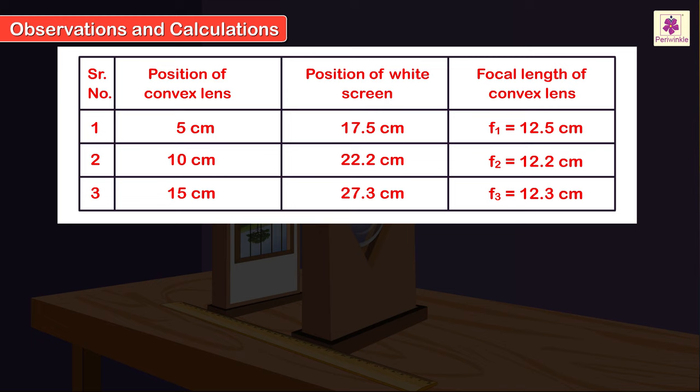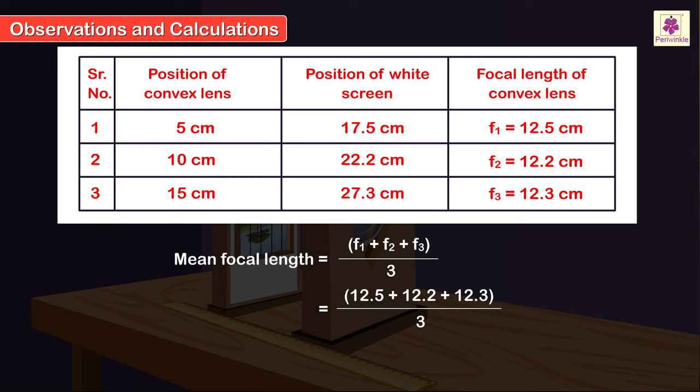Calculate the mean value of the three measurements to obtain the mean focal length of the given convex lens. Mean focal length is equal to (F1 + F2 + F3) divided by 3, which is equal to (12.5 + 12.2 + 12.3) divided by 3, which is equal to 12.3 centimeters.